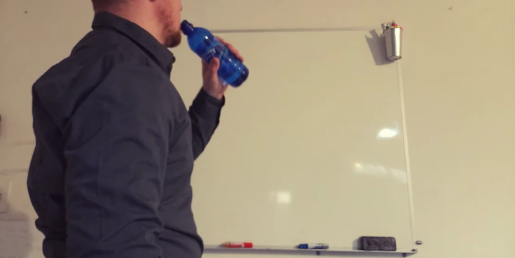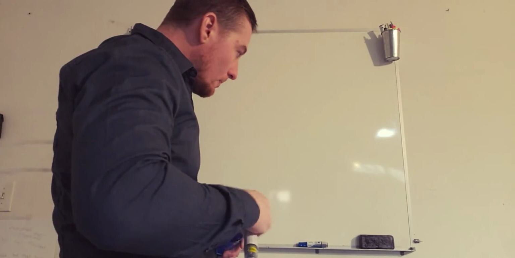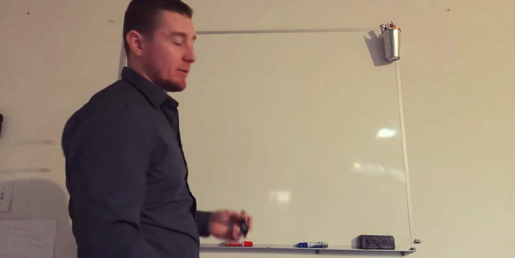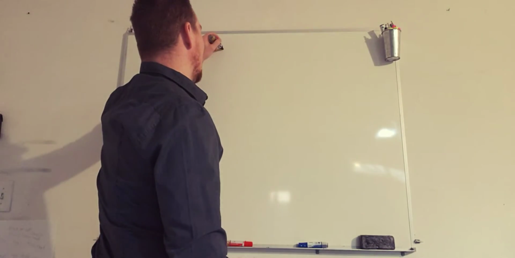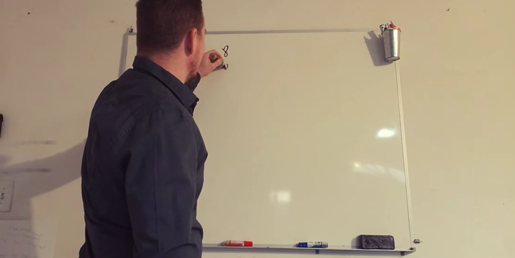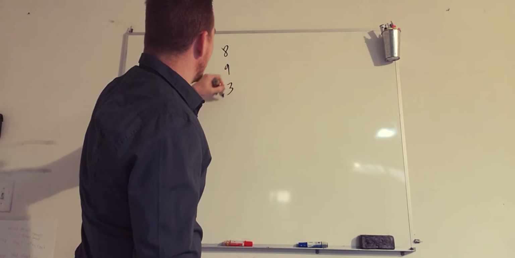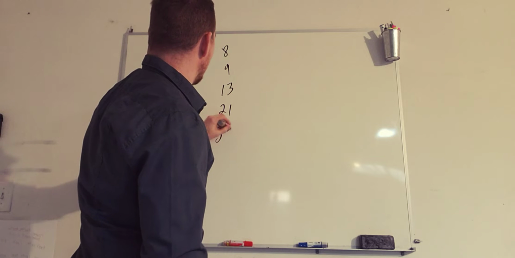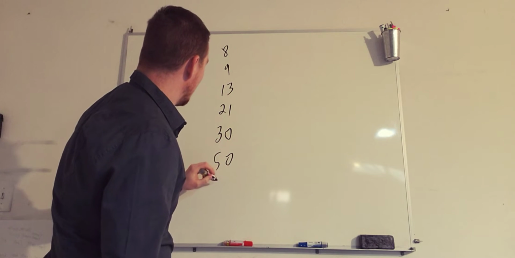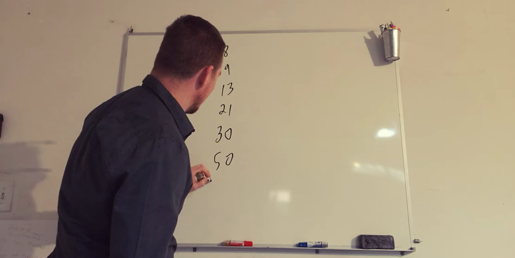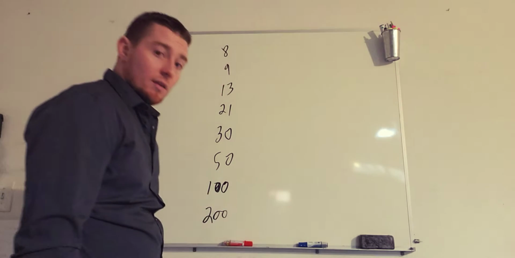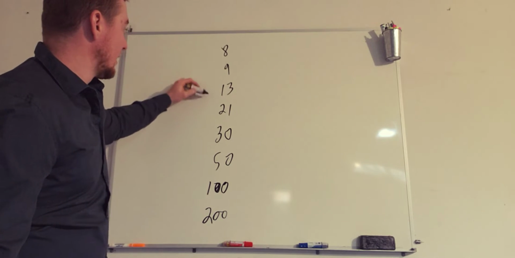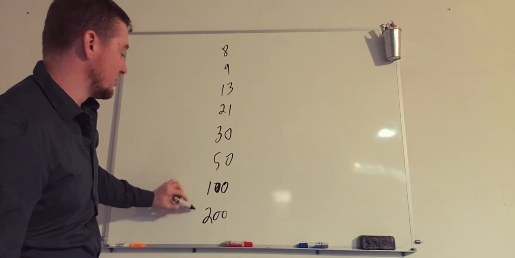What time frames? Well, you got some different time frames. The most common, not necessarily all together, but if you put all these together, it's going to be very confusing. 8, 9, 13, 21, 30, 50. Not many people use anything in between that. 100 and 200. These are your most common EMA lines or MA lines, moving average or exponential moving average.